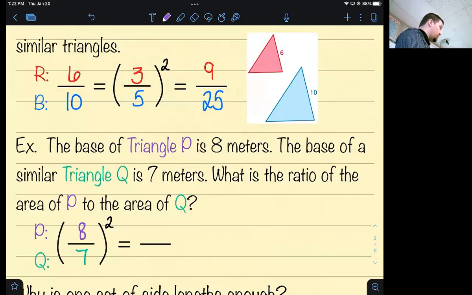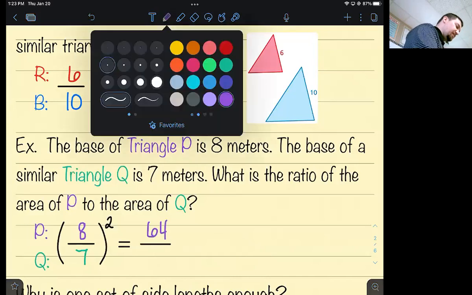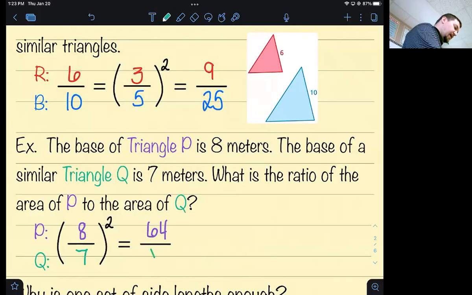So the side length ratio is 8/7. The perimeter ratio is going to be equal to that, 8/7, but the area ratio, now I can't reduce 8/7, so I'm ready to go ahead and square it. What is 8 squared, Sky? And what is 7 squared? 49. So the area ratio is going to be 64/49.